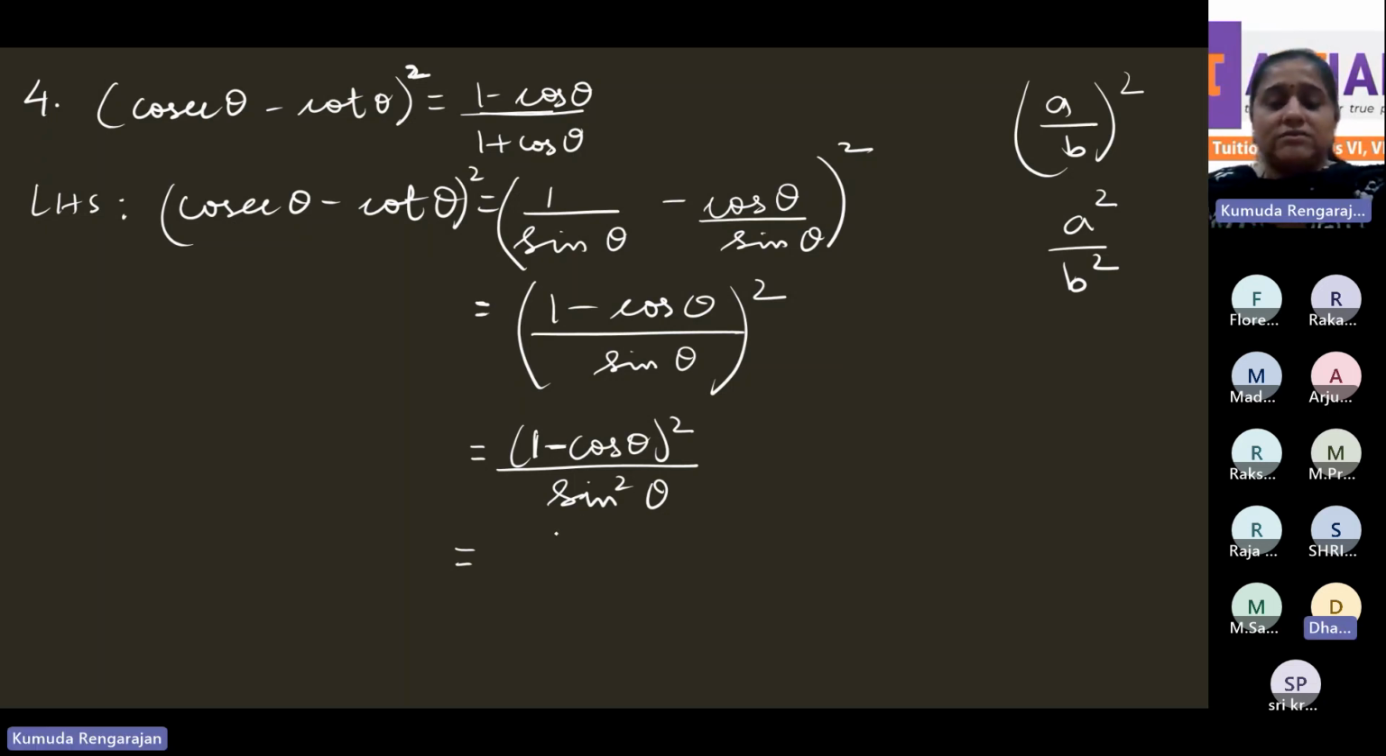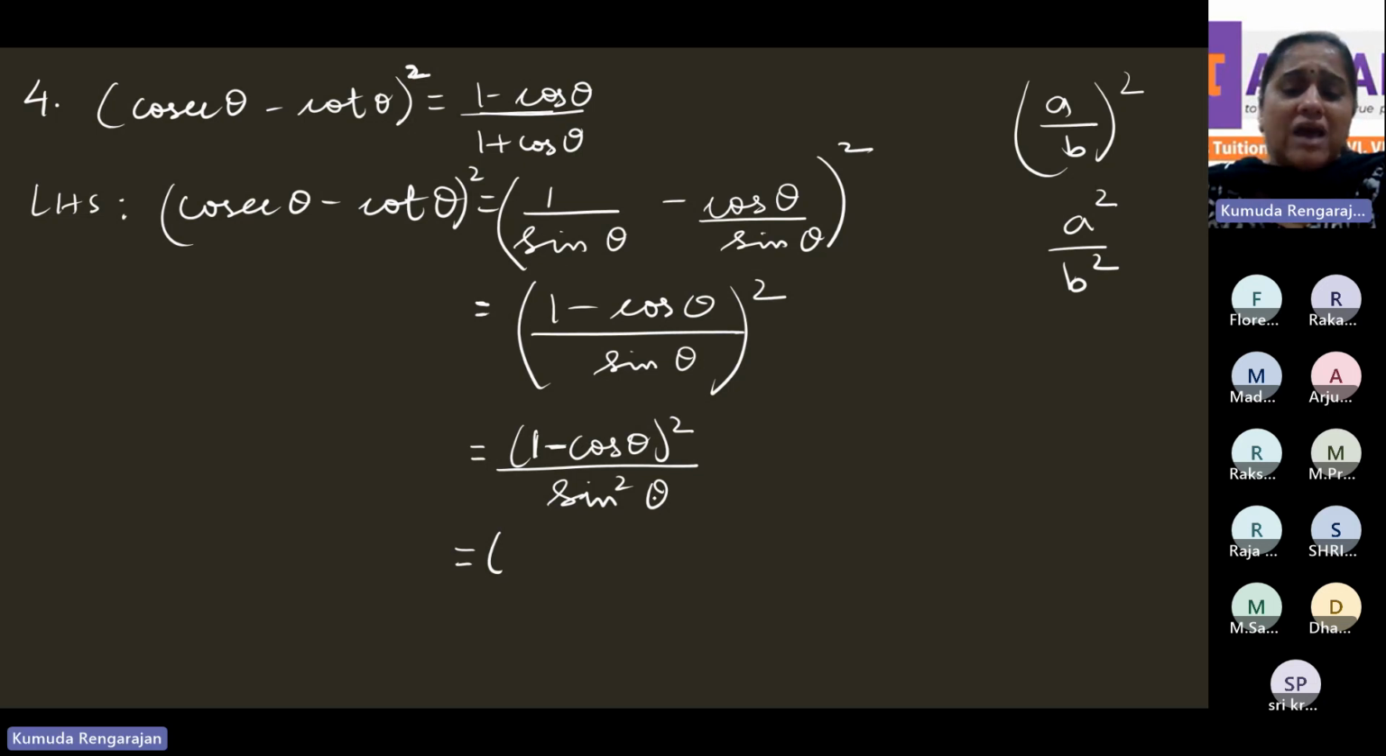What is sine square theta? Because you can see in the RHS we have only cos. We don't have sine. I said you should keep checking with the RHS. Sine square theta is equal to 1 minus cos square theta. Correct. I'll just register this once again. Every stage you should keep looking at the RHS.